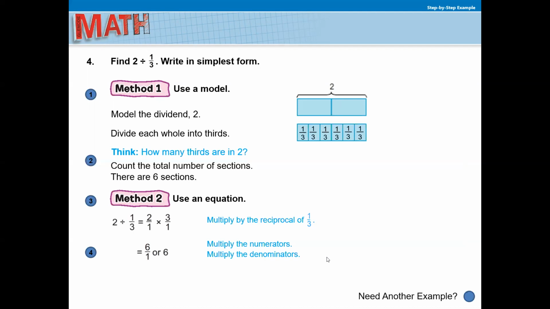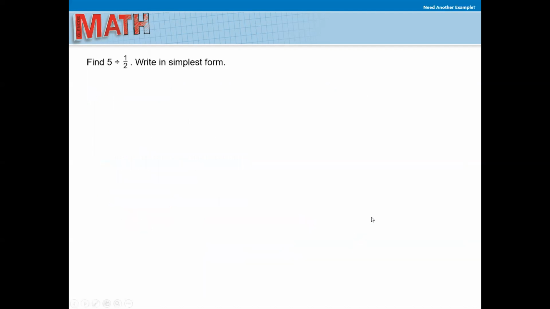My class will learn to sing, because you never divide a fraction, you multiply by its reciprocal. You never divide a fraction, you multiply by the reciprocal. Here's another problem. Find 5 divided by 1/2. Write it in the simplest form. So remember that we never really divide by a fraction. We're going to multiply by the reciprocal. Show all your work in your math notebook.